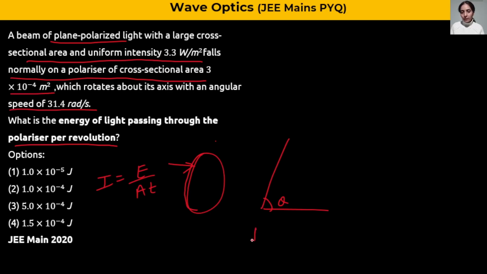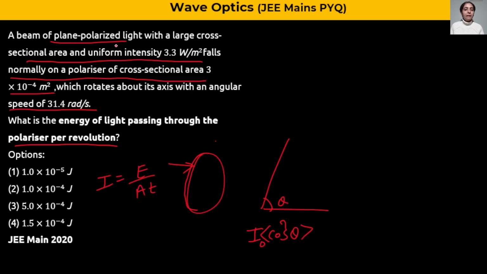Now, if we use Malus's law, I naught cos square theta. But theta is not fixed, right? It is changing. If theta is changing constantly, then you need to take the average of this thing, as we do with unpolarized light. Because there, theta is actually changing because the electric field vectors are not properly oriented.